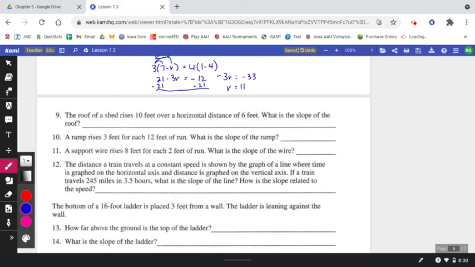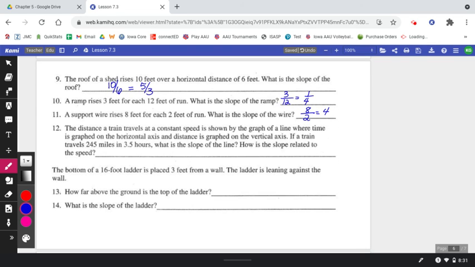The roof of a shed rises 10 feet over a horizontal distance of 6. What is the slope of the roof? So we do rise over run, which reduces down to 5/3. The ramp rises 3 feet for each 12 feet of run, which reduces to 1/4. A support wire rises 8 for each 2 feet of run, which gives me 4.